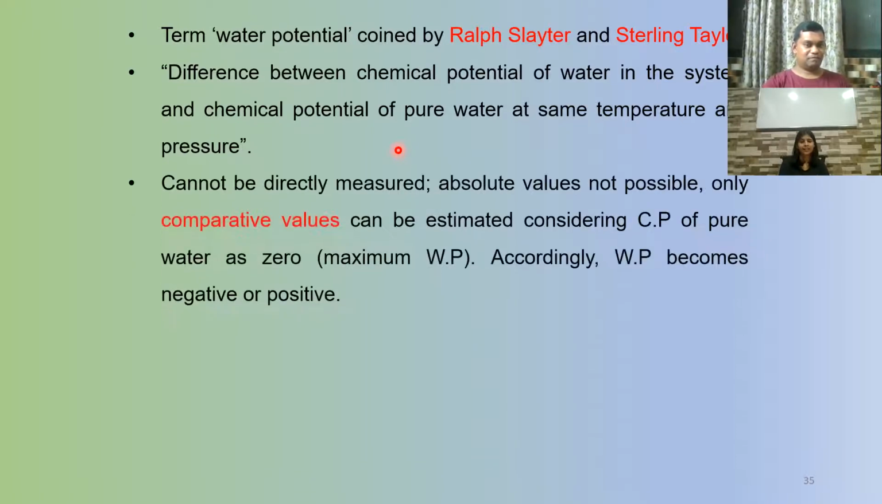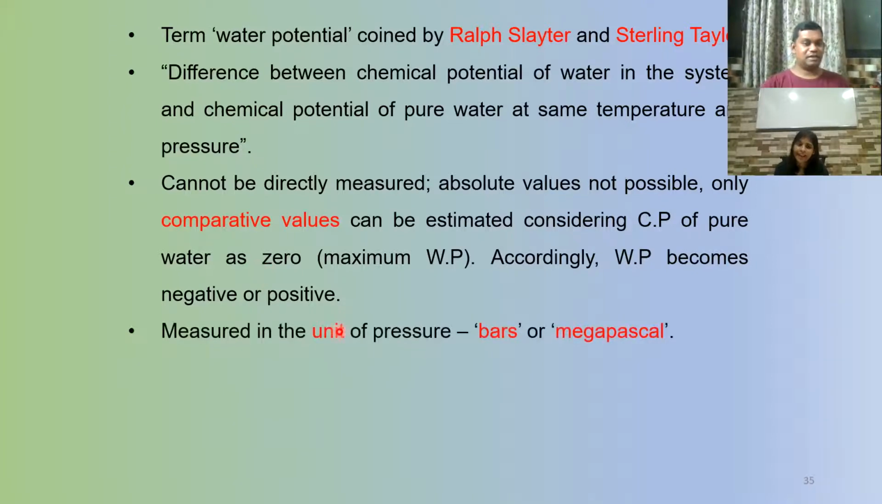So that cannot be measured directly. That's why it is a comparative value. We assume that the chemical potential of pure water is zero, because that is the maximum water potential any water sample can have. Accordingly, the water potential can become negative or positive. It is ideally negative. So pure water is zero. Getting it?